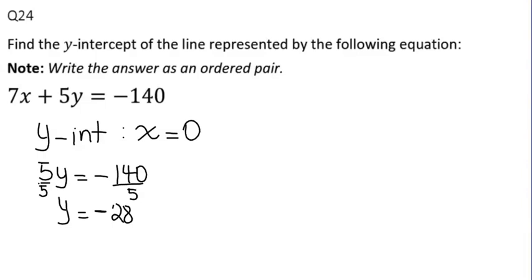Do I answer like that? No. How do I answer? 0, negative 28. Close parentheses. People do all kinds of stuff. They give me negative 28. They give me 0, negative 28 without the parentheses. And sometimes they write those two options. So you have to put the parentheses. Parentheses is required. It's not optional. Okay, good? Move on.